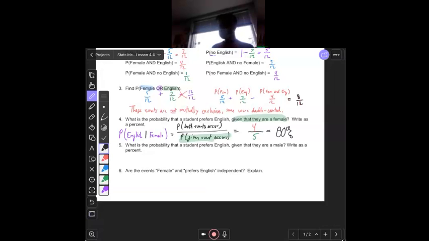So yeah, there's a mathematical reason why we don't need the 12s. And if you guys are really curious about that, I can tell you that. But we can just use the numerators. We don't need the full fractions for those probabilities. So there's our probability that someone prefers English given that they are female. Next question says, what's the probability that a student prefers English given that they are male? Again, how I would write that in the notation, it would be P of English, then that vertical bar, given that they're male.